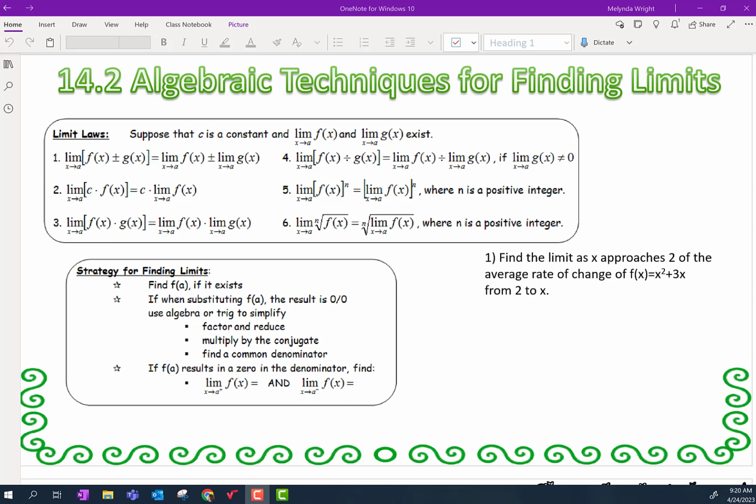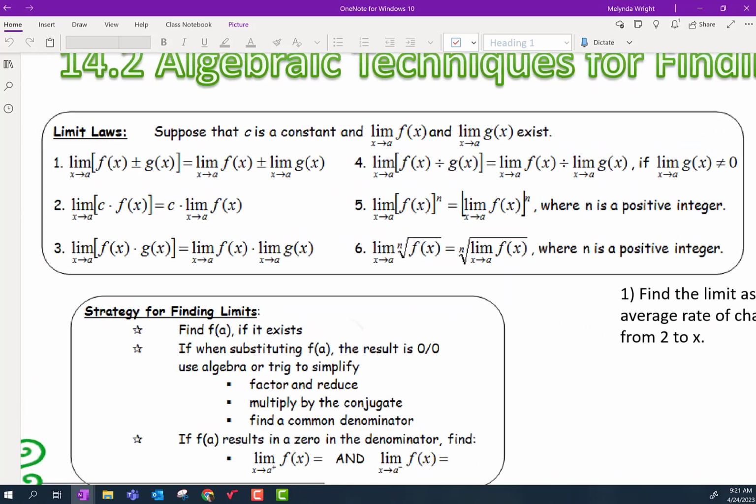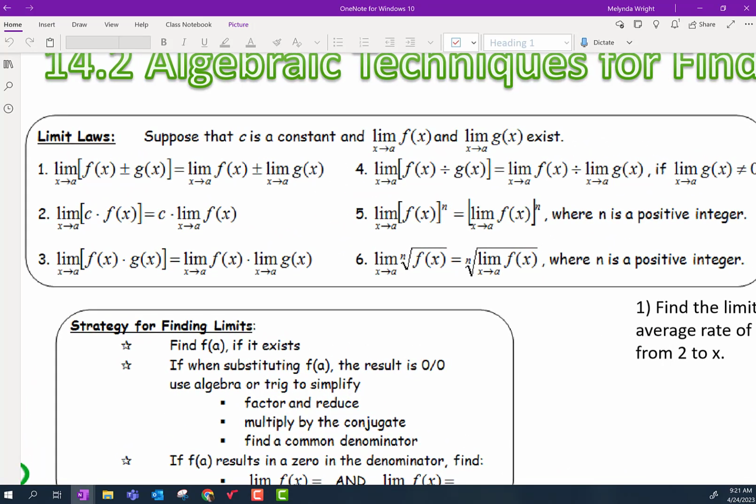Last time we looked at numeric techniques, where we use a calculator or a table, and we also looked at graphing, doing limits by graphing. So this is the most common one here, algebraic. Before we get into exactly how, let's look at some of the different laws that we are allowed to use to rewrite the limit, to perhaps break it down into pieces to make it easier for us to work.